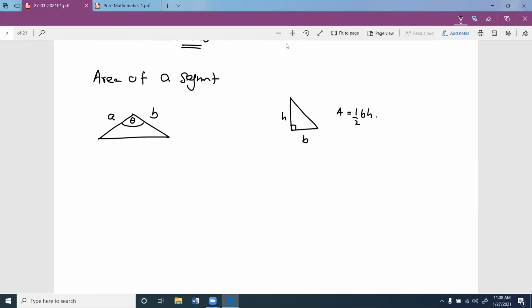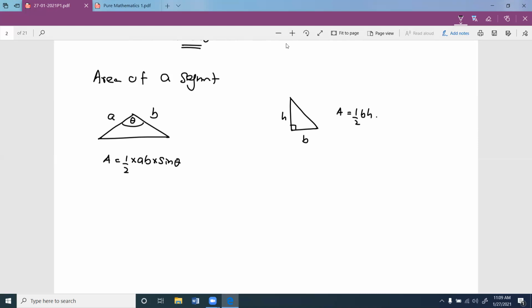If it is not a right angle triangle, somewhere like this, you can find the area by a very simple formula you learn in IGCSE: half into AB into sine theta. But remember that this theta should be the angle in between the two sides. Other than that, if you have these two sides, you have to find this angle, or you have to find this length over here. Whatever technique you use, you can obtain the answer.